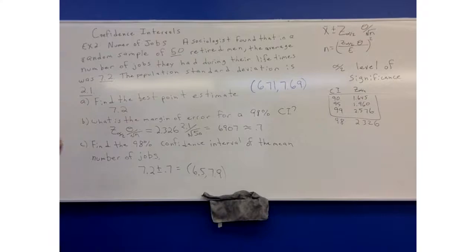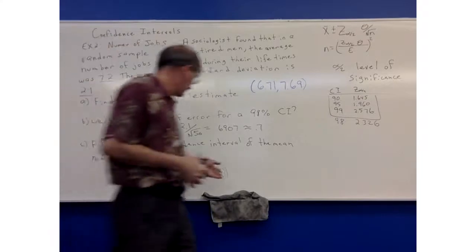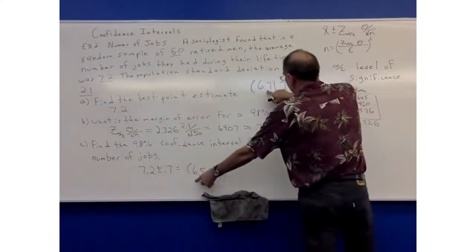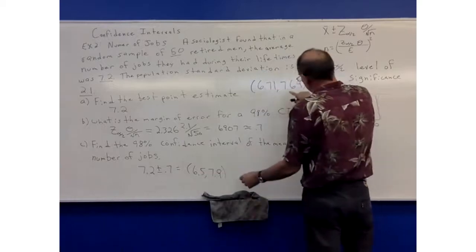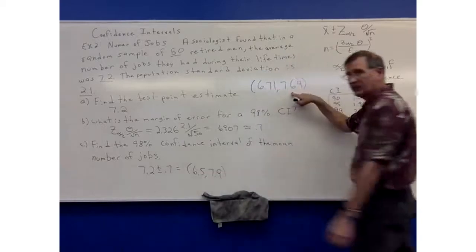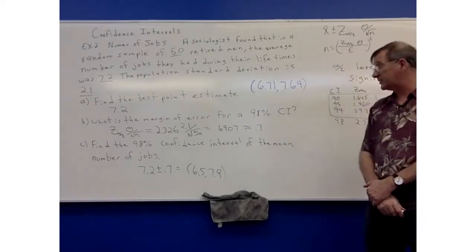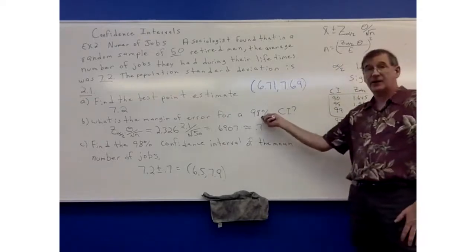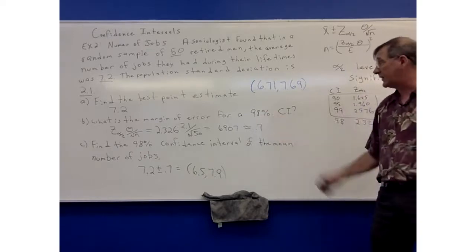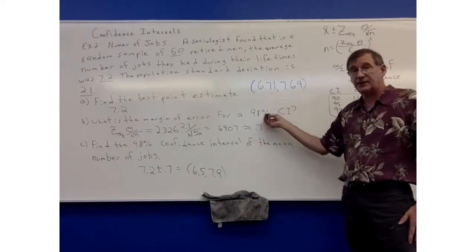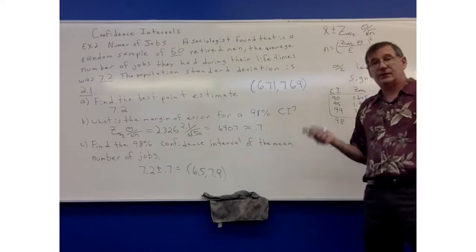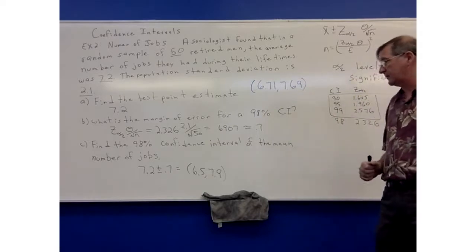Now, which of these is wider? Well, 6.5 is a smaller number than 6.71. 7.9 is a larger number than 7.69. This is clearly larger. Why is it larger? Because you got greater confidence and all the other numbers are the same. The only thing you change is the level of confidence. The larger the confidence level, the larger the width of the interval will be.